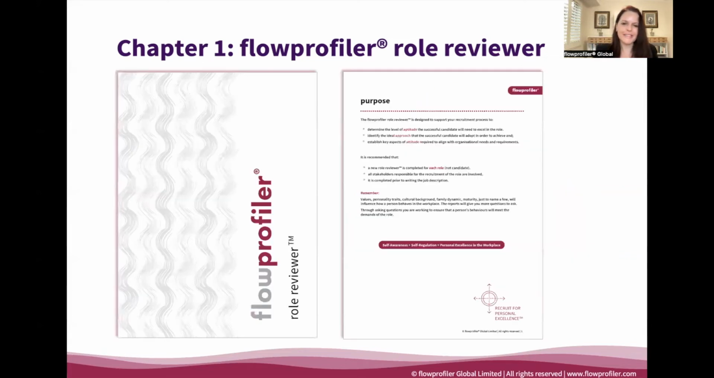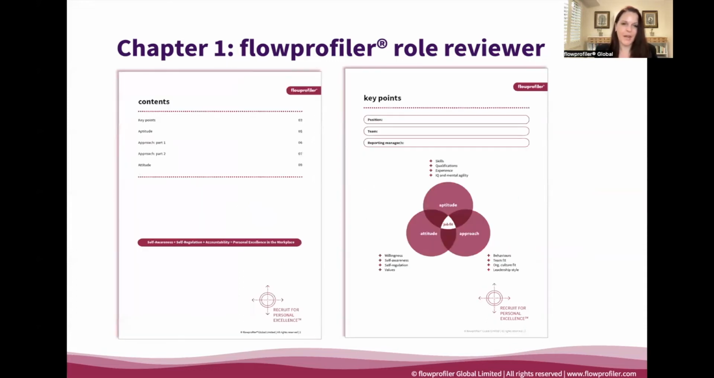So the role reviewer itself is a document. Here, we'll just step you through page by page as we become familiar with it. But we start with our cover page and very much introduction around the purpose of the document. And you can pass this document around to the stakeholders even as pre-reading so that they can incubate perhaps some of their contributions. We have a table of contents and we very much have some points around the position itself.